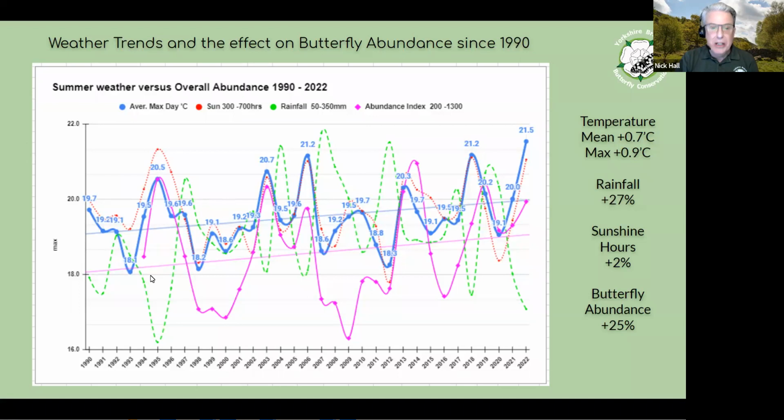The interesting bit here is the purple line. So the purple line is the abundance of all species. What I've done is added all the indexes of all species across all transects, add them all together for each year and take the average. And I've altered the scales so that you can see the detail. We're looking here at the abundance index for a year, so this is a total number of insects seen from 200 to 1300 insects. So 200 is down there, and 1300 will be up here somewhere.